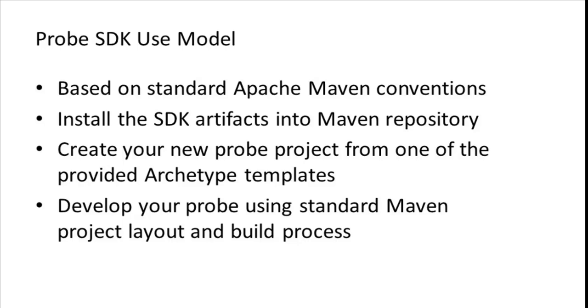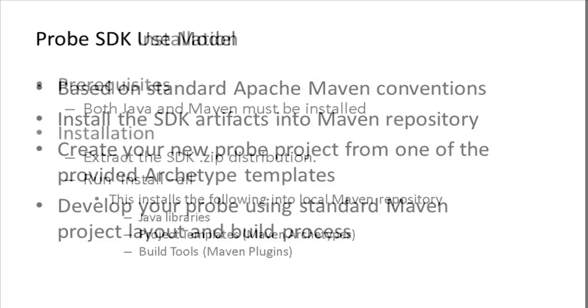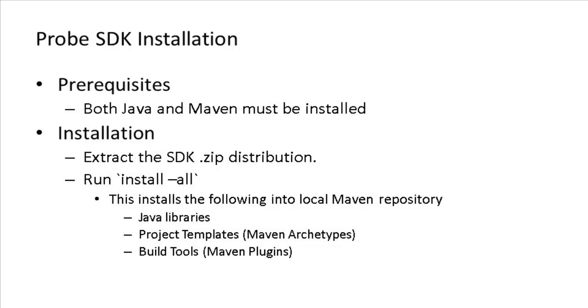The Probe SDK delivers its libraries, build plugins, and project template archetypes as standard Maven artifacts. To use them, you need to install them in your local Maven directory. This installation is accomplished by the provided installation script. To install the Probe SDK, you simply extract the zip distribution and run the install script. This will install the Java libraries, build plugins, and project archetype templates into your local Maven repository.